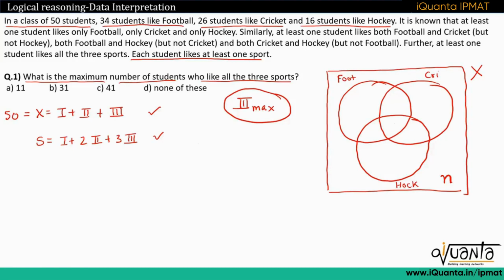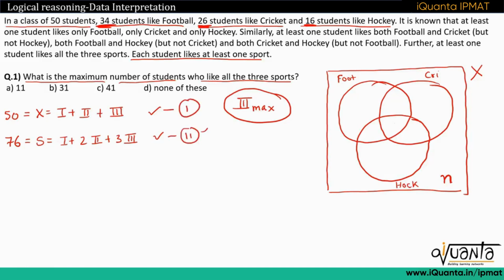So S was nothing but the sum of values of all the sets. So S will be equal to 34, which is the value of the football set, plus 26, which is the value of the set of cricket, and 16, which is the value of the set of hockey. So we can write S equal to the sum of 34 plus 26 plus 16, which gives us nothing but 76. So now we have these two equations with us.